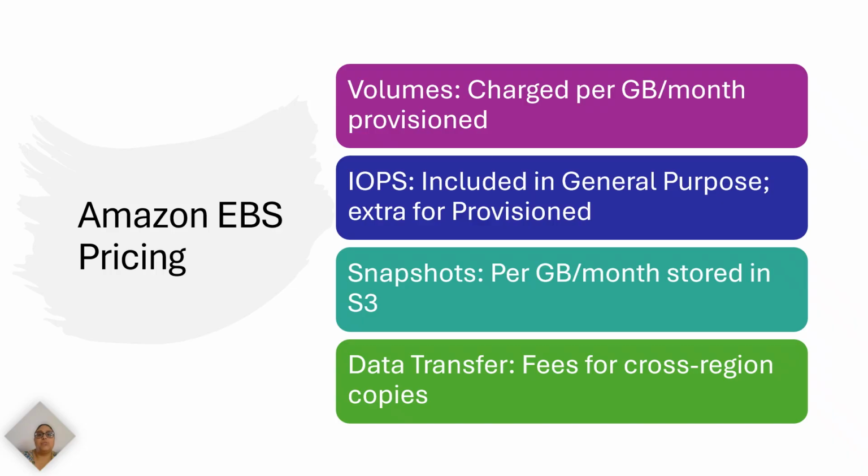Pricing for EBS includes volume size in GB per month based on what you provision, regardless of actual usage, so monitor to avoid waste. IOPS are included in general purpose volumes but charged extra for provisioned types, calculated by IOPS provisioned times days. Snapshot storage adds cost per GB per month in S3 with incremental savings on changes. Data transfer fees apply for cross-region copies, but intra-region is free. It's complex, so plan based on usage, provision only what you need.